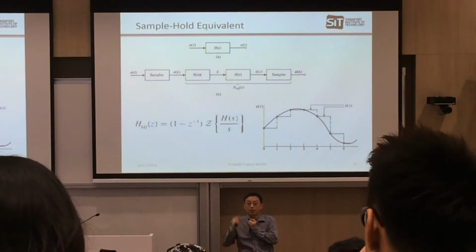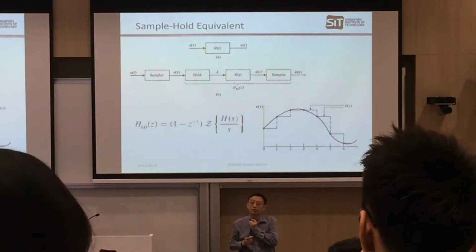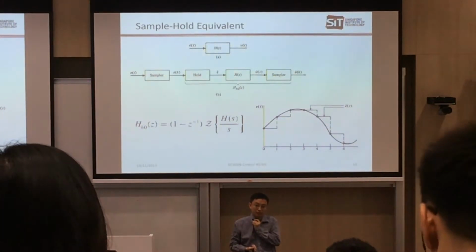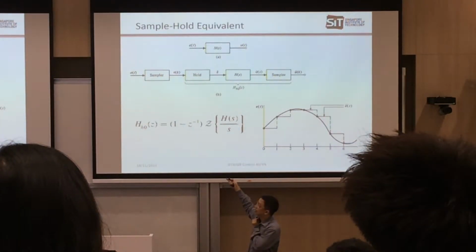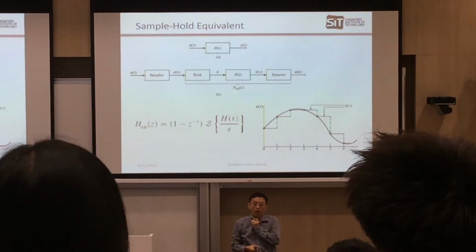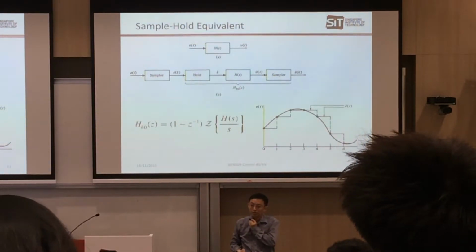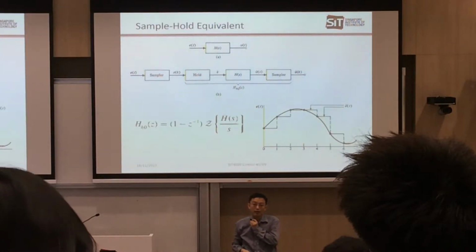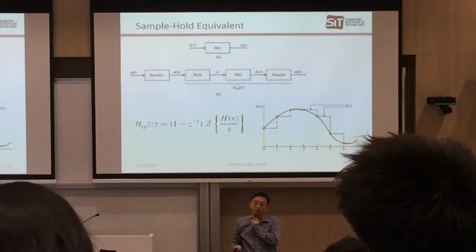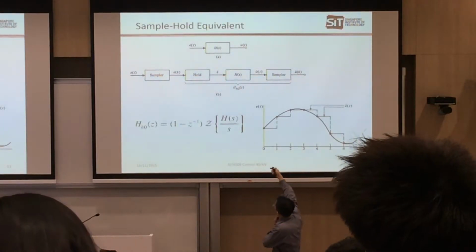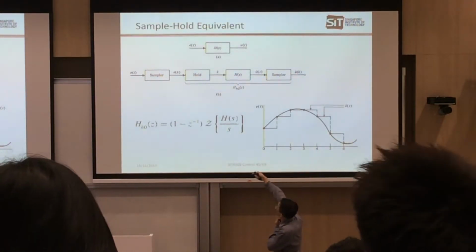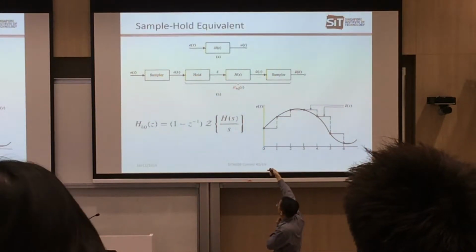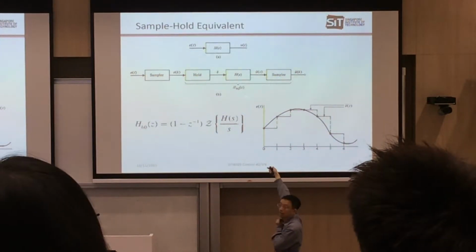If you have a digital controller, what is your input? Your input will be e(k). What will be your output? Your output will be a digital output, u(k). So if you have a digital controller, you put your digital input into the digital controller and get your digital output. This is the so-called digital controller.